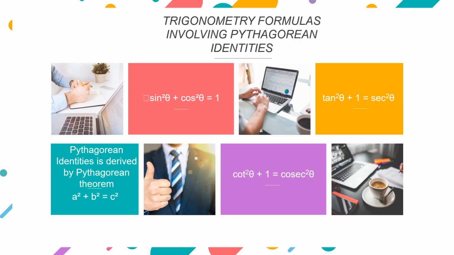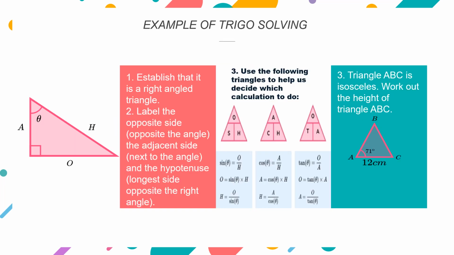Trigonometry formulas involving Pythagorean identities. Sin squared plus cos squared equals 1, tan squared plus 1 equals sec squared. The Pythagorean identities are derived from the Pythagorean theorem, a squared plus b squared equals c squared, and cot squared plus 1 equals cosec squared. Examples of solving.